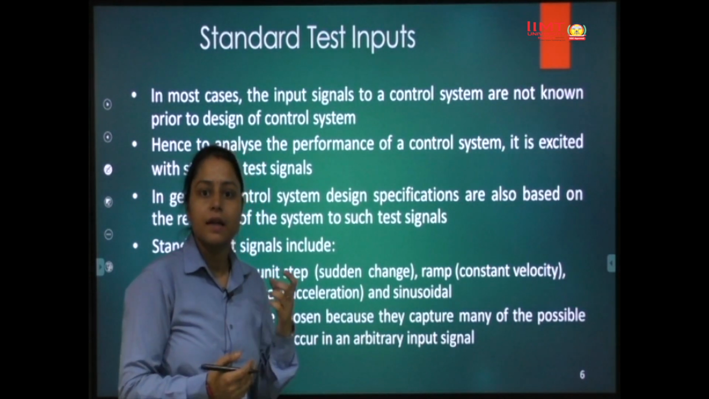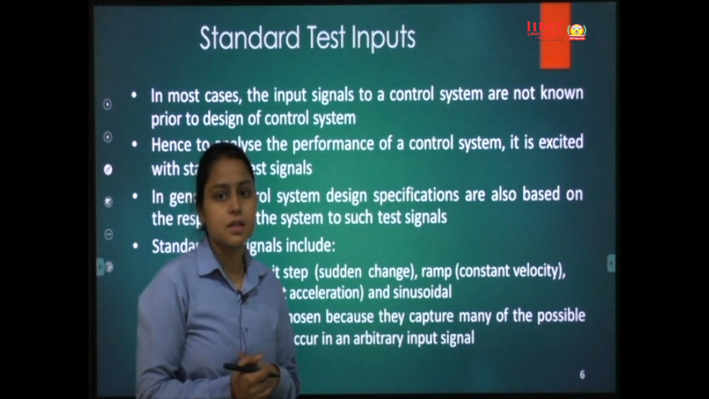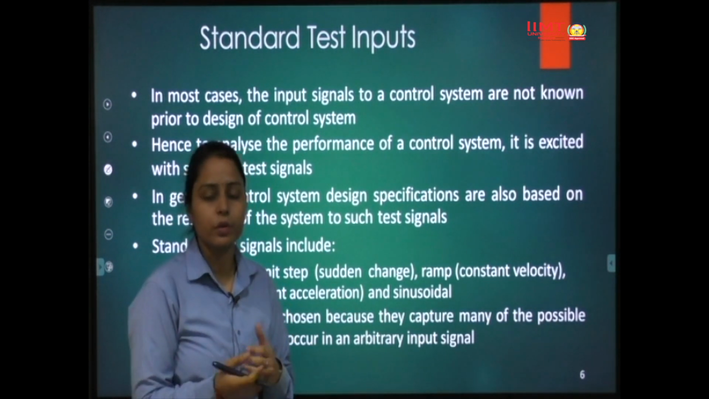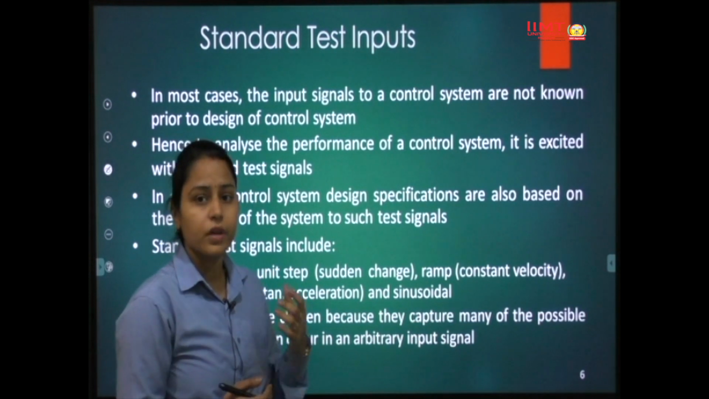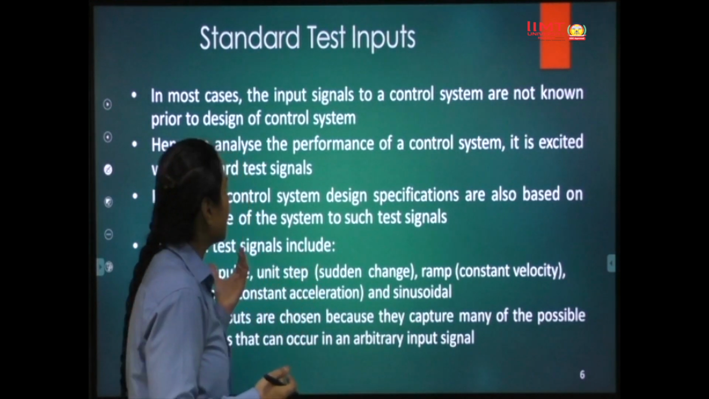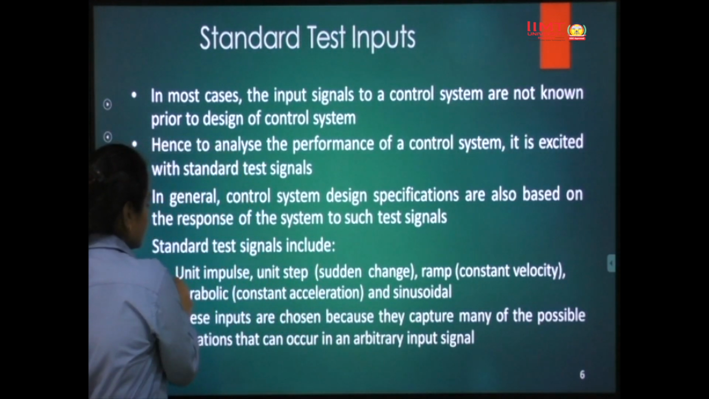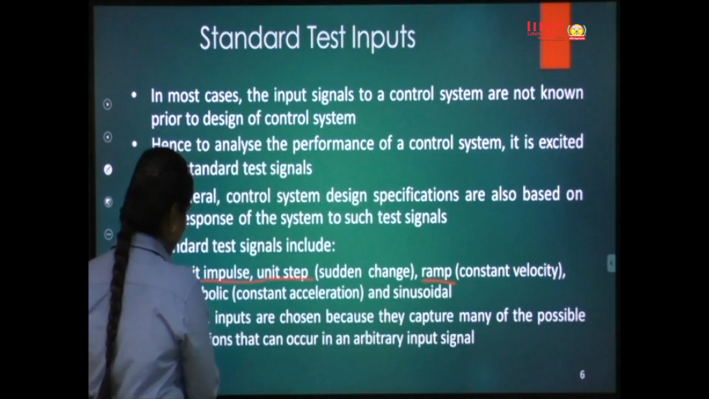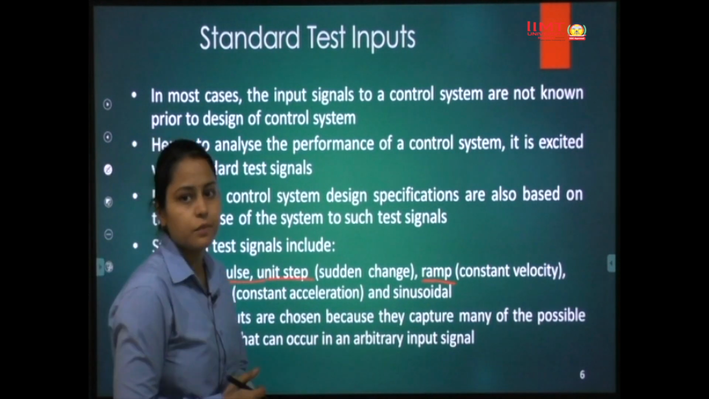So for testing purpose, when we design the system, we apply some standard inputs to it to check what will be the performance of the system. So we have some standard inputs. So what are these inputs? These are unit impulse, unit step, ramp and parabolic. These are the 4 types of standard input signal.